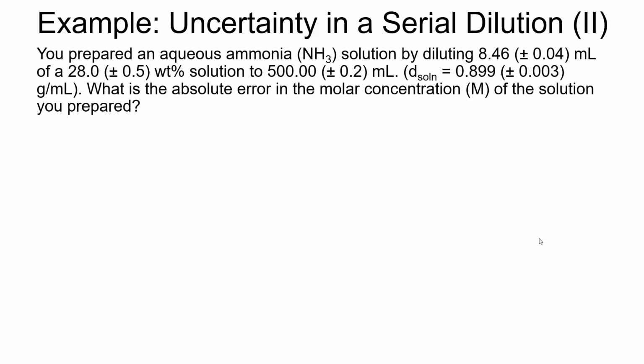In our original calculation, we also used the molar mass of ammonia, and you can assume that the error in the molar mass of the ammonia is negligible compared to the measured volumes, densities, and concentrations here. So you can neglect the relative error in the molar mass of the ammonia.